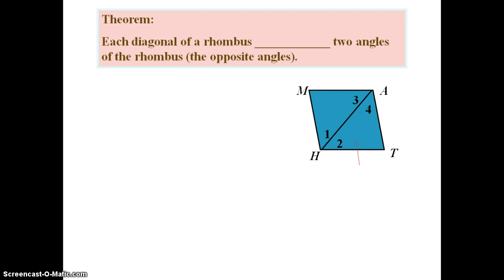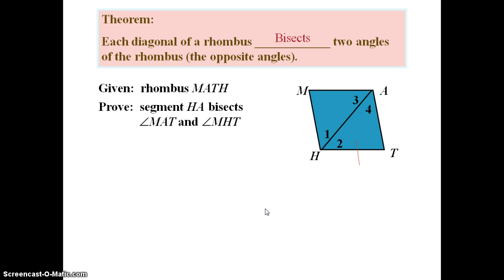Theorem. Each diagonal of a rhombus bisects two angles of the rhombus, so the opposite angles. So looking at this figure right here, we're going to go ahead and try a proof. So let me just go over what this says before we do the proof again. Each diagonal of a rhombus, so here's a diagonal of a rhombus, it's going to bisect two angles of the rhombus. So see how this diagonal is bisecting angle H and angle A. That means angle 1 and 2 would be congruent, and angles 3 and 4 would be congruent.